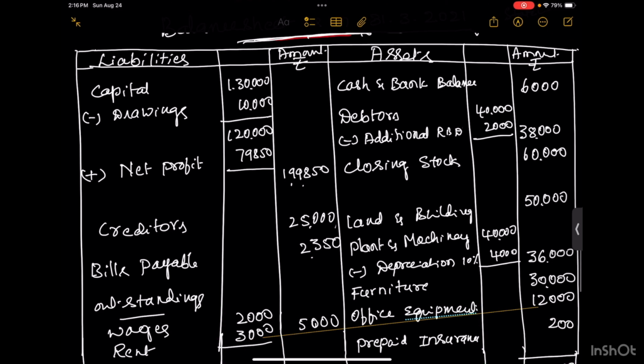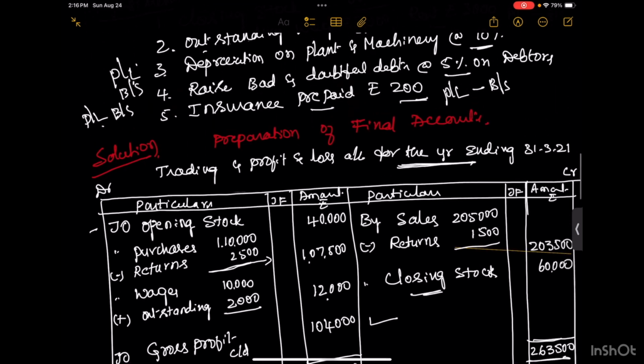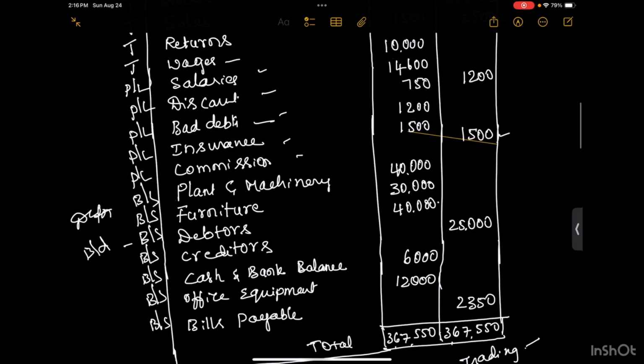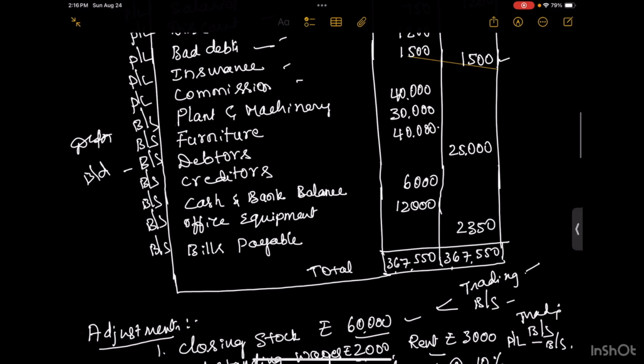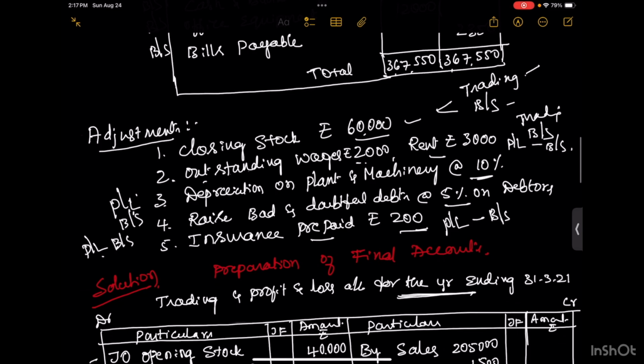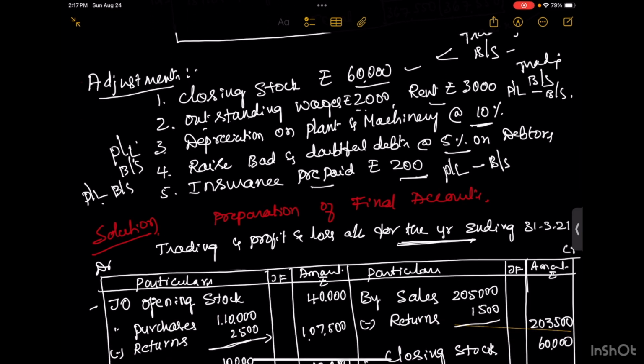So we are going to write your liabilities and your assets. What are the assets and liabilities we have? Again, we have to go through the trial balance. We have plant and machinery, furniture, debtors, creditors, cash, office equipment, bills payable. So whatever we have taken in the trial balance is to be transferred to the balance sheet. And the adjustments, closing stock and adjustments related to outstanding, all this is also to be considered.